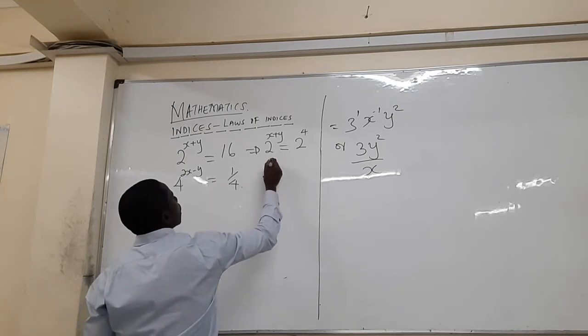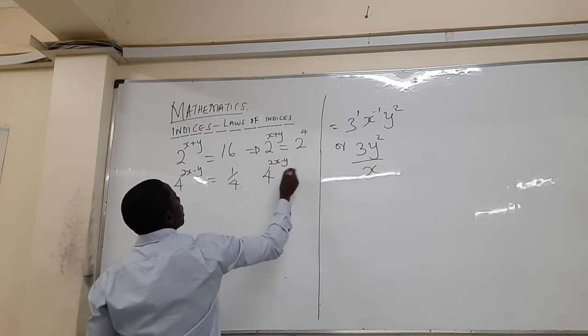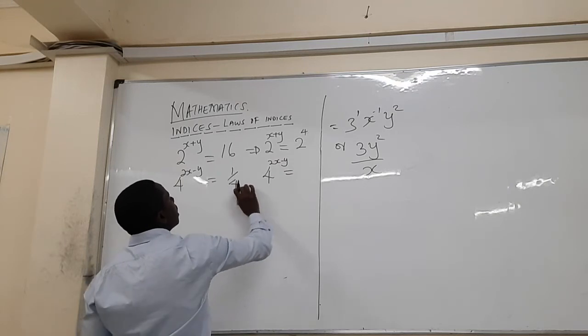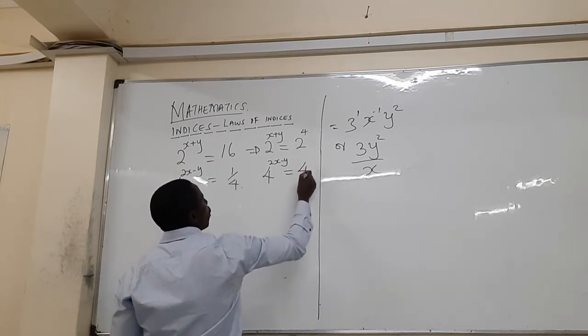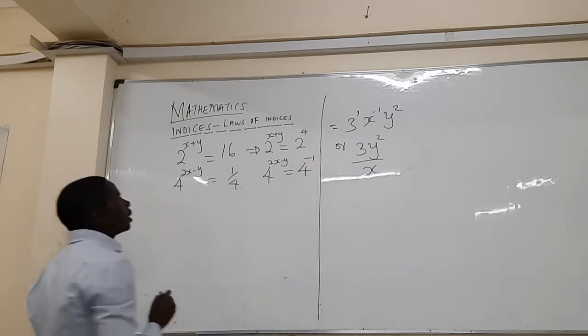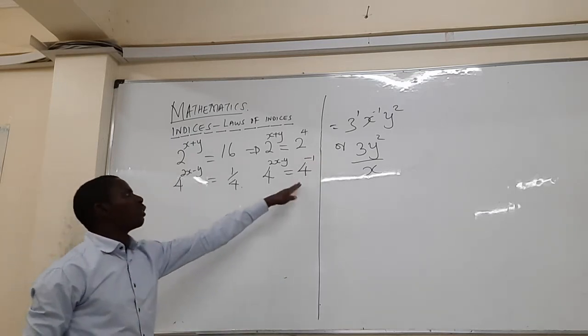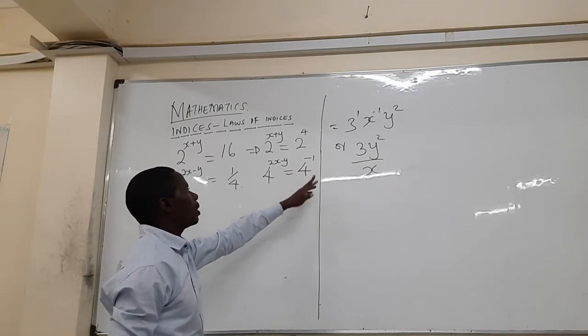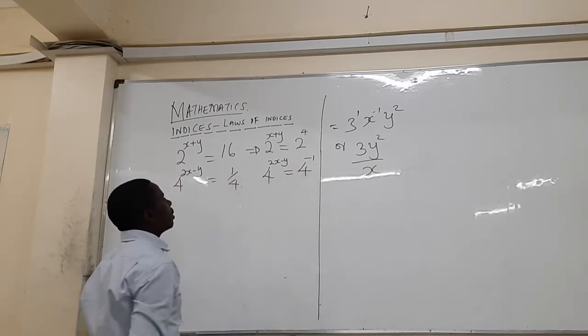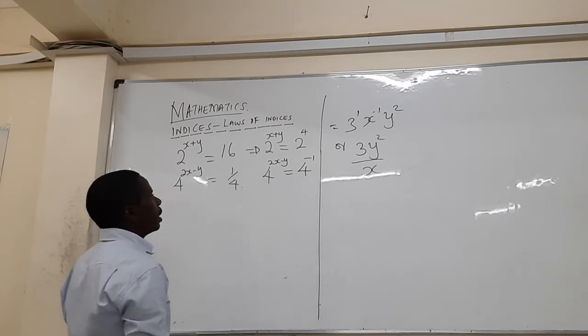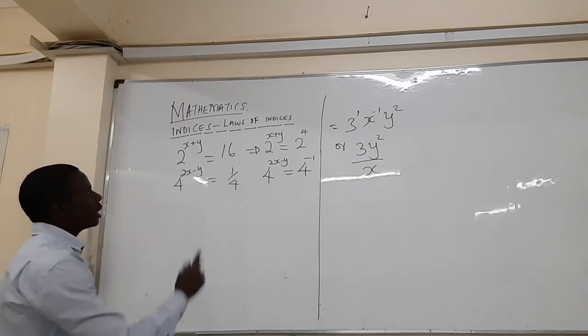4 power 2x minus y is equal to a quarter now. The reciprocal of 4 should be 4 power minus 1, so a quarter is the same as 4 power minus 1. Since this is 4 power 1 here, I want it on the other side, and then I find the reciprocal and write it like that.